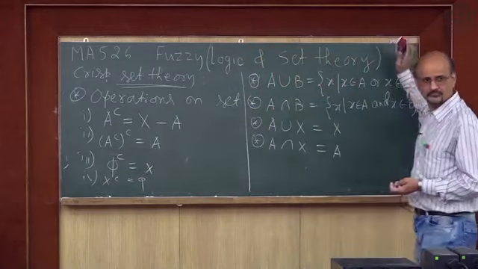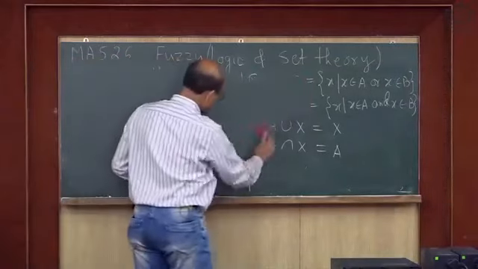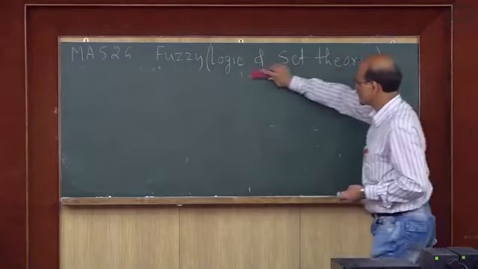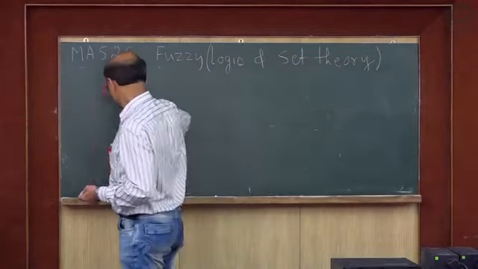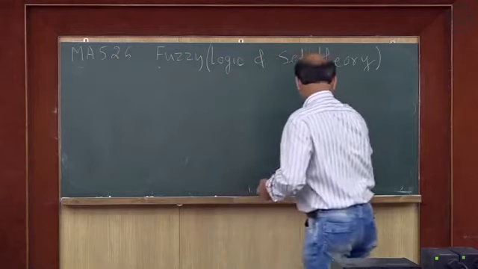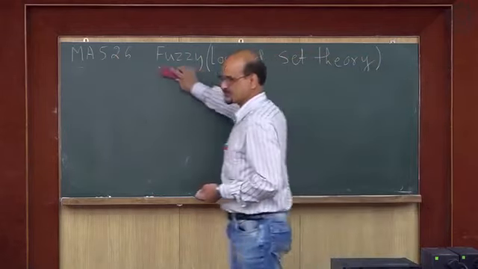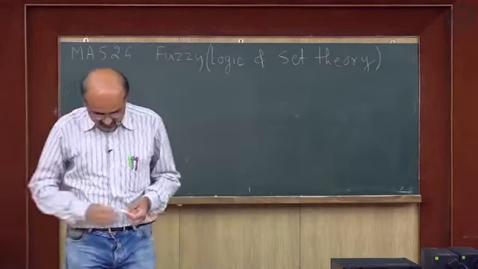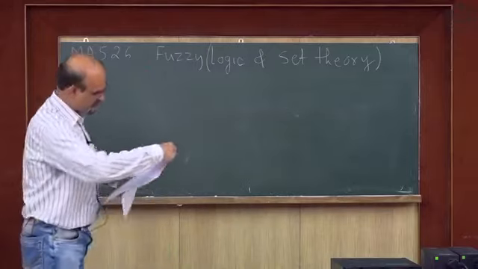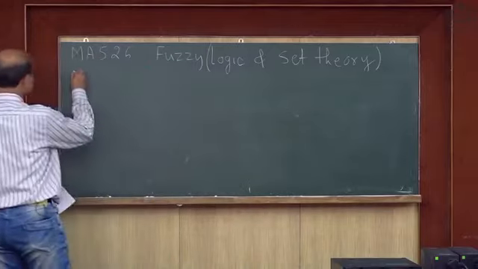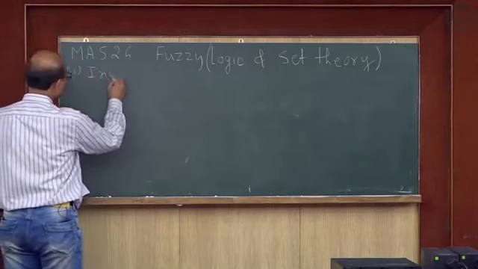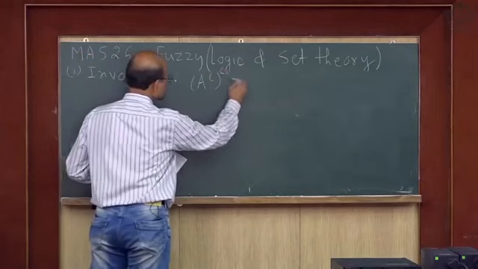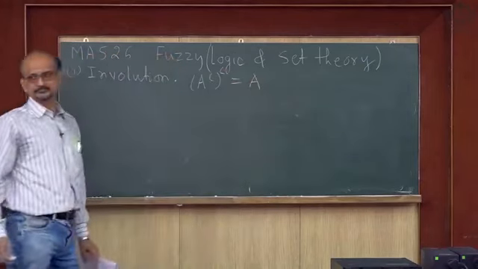Can I erase this? Now I will write some properties of crisp set theory, which will be required in our subsequent lectures in fuzzy. We will see how those change when we use fuzzy set theory. Some of them are not valid in the fuzzy sense. So, first is involution, that is, I have already written, the complement of A complement is A.